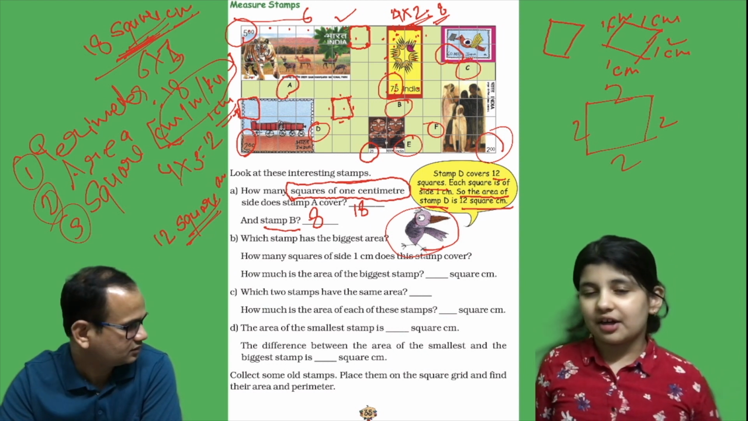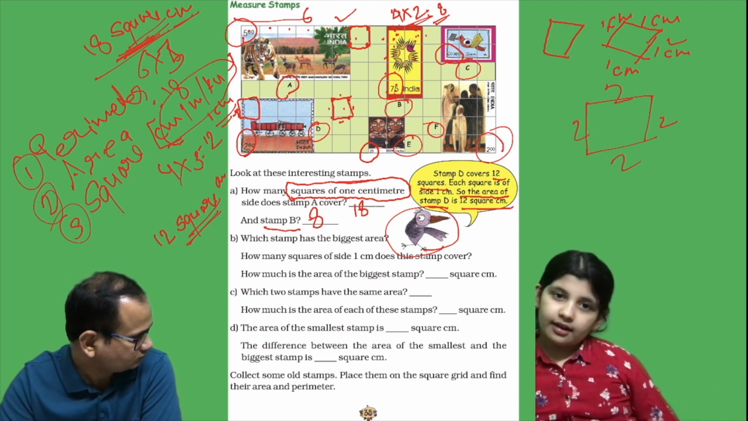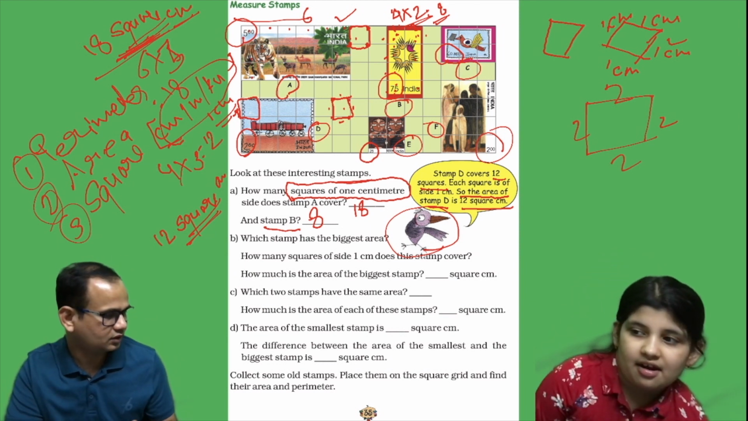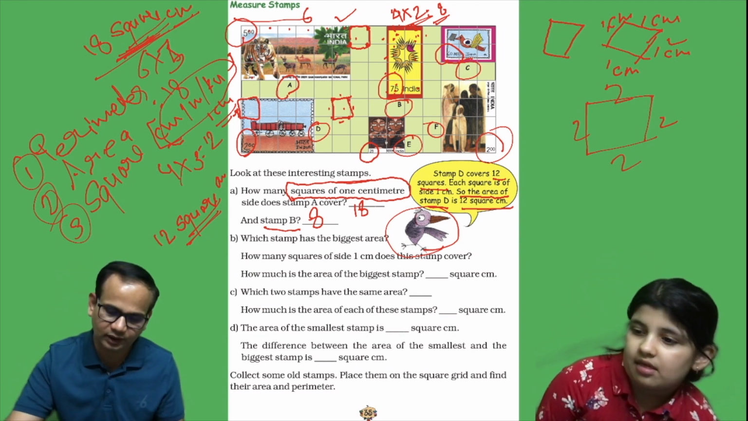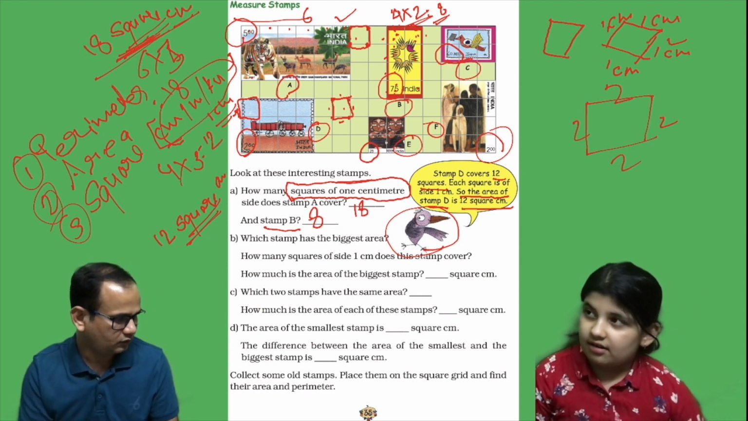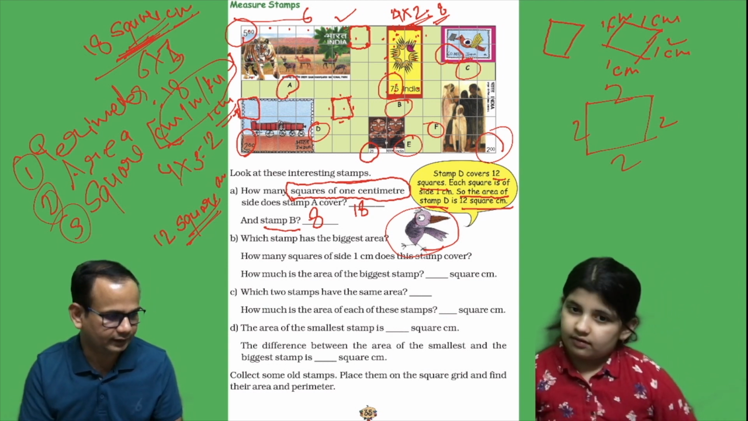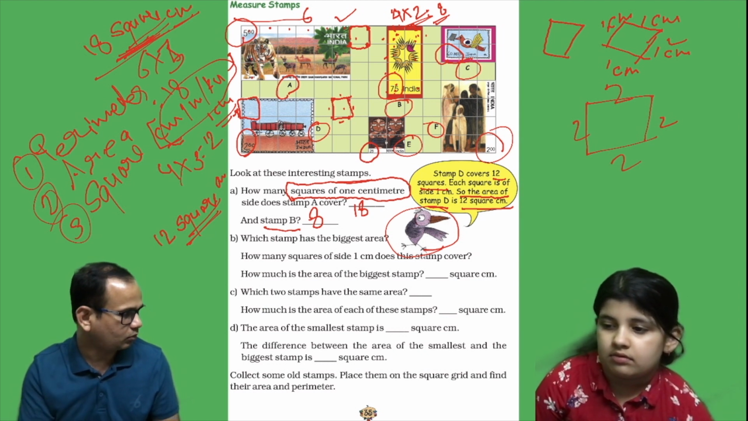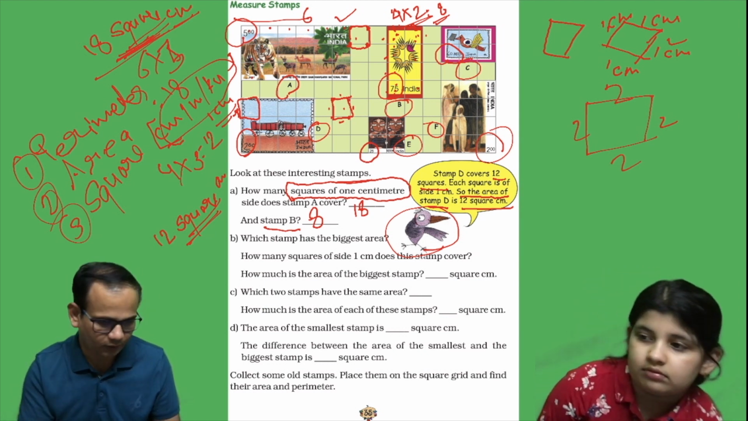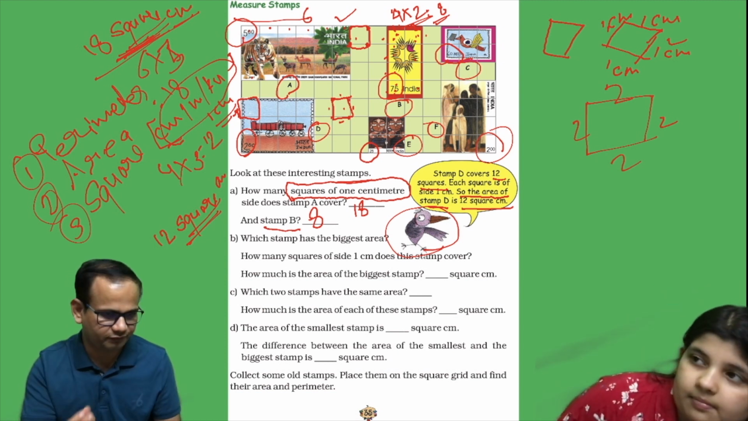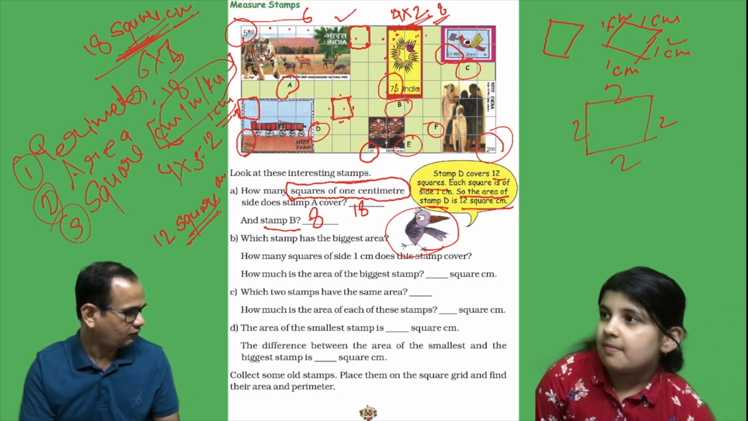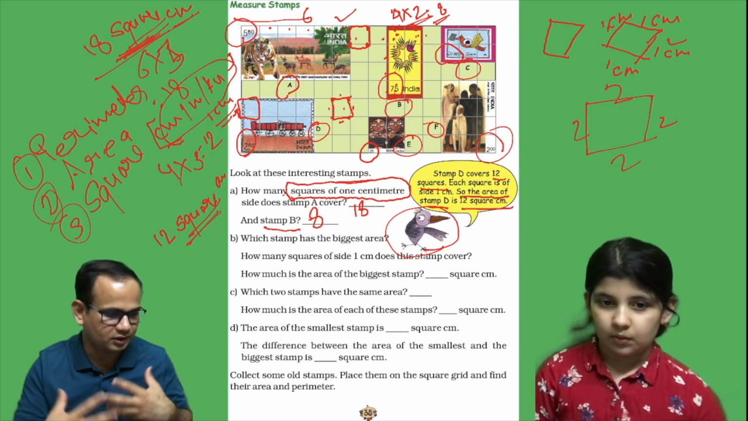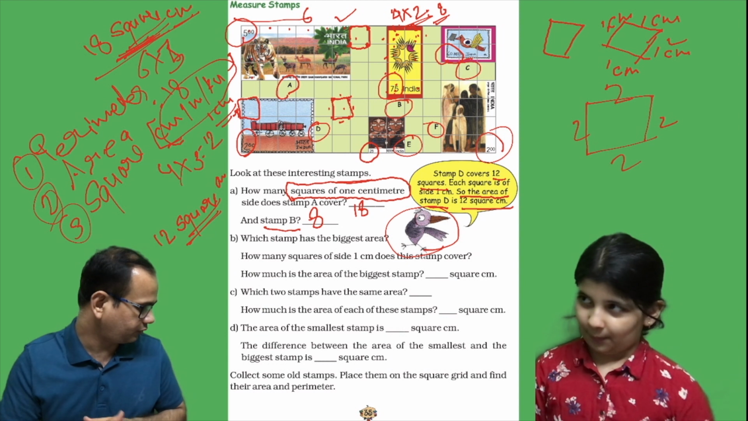Why not liter? Liter comes in volume. Generally we measure liter for liquid things. For example, 1 liter of water, 1 liter of milk, 1 liter of oil. We measure it for liquids only.